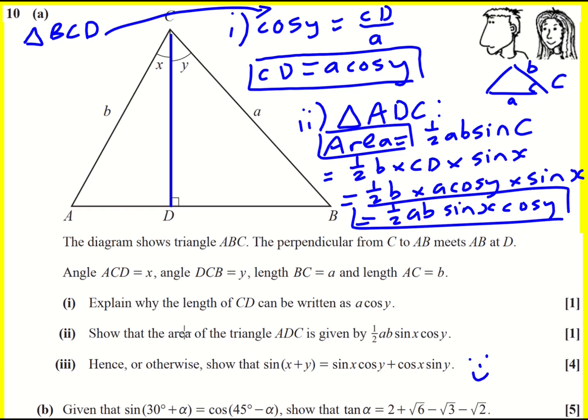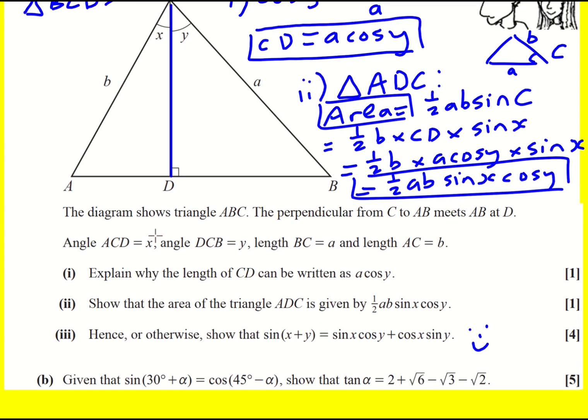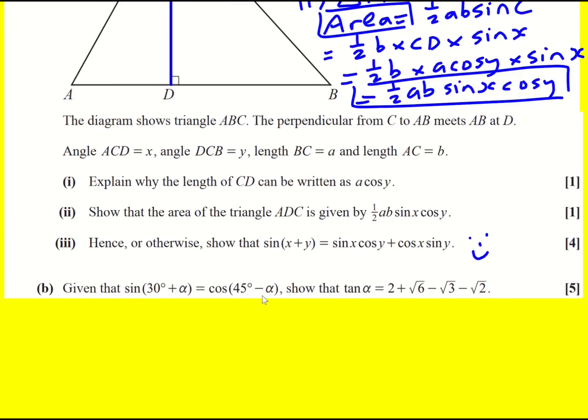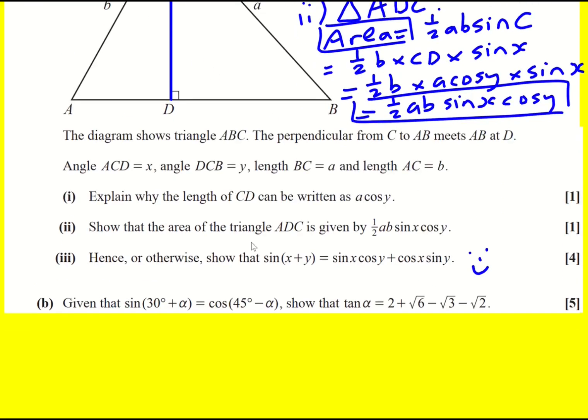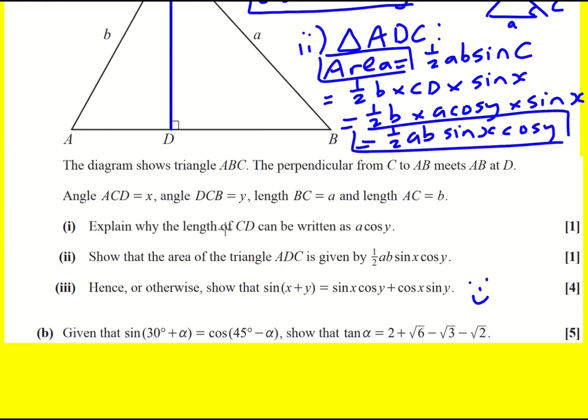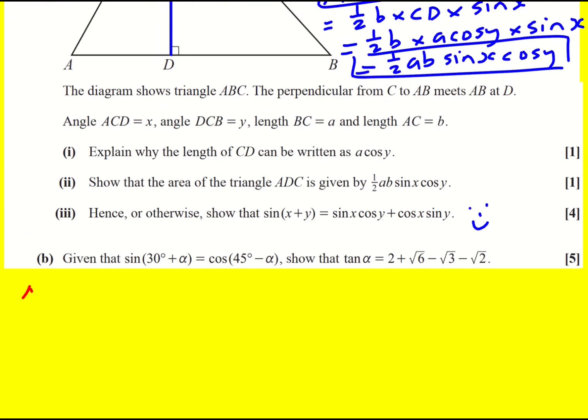Now, part 3 says hence or otherwise show that this is true. Okay, so we've got to think about how on earth can we use the results from part 1 and 2 and this triangle to help us get the addition formula. Well, the sine x plus y's got to involve the area of the whole triangle, so it's ABC. Sorry, this is part 3.